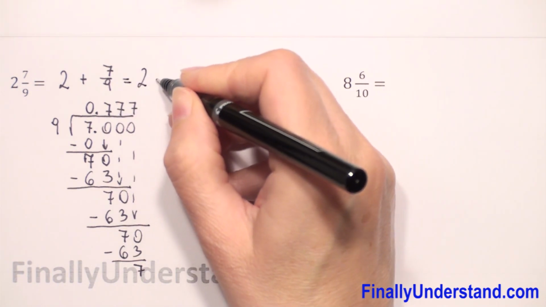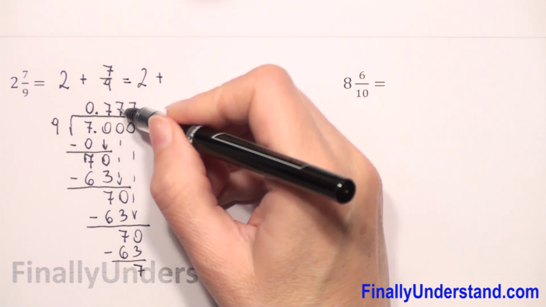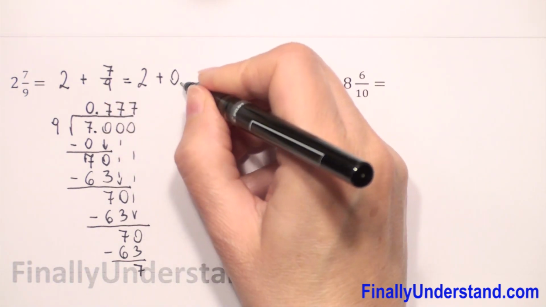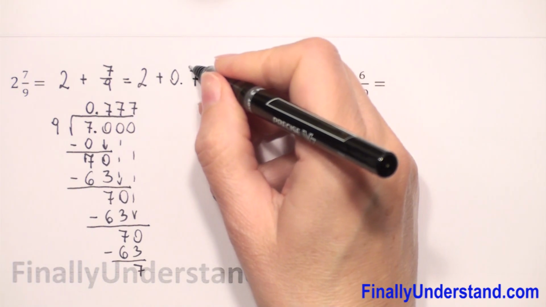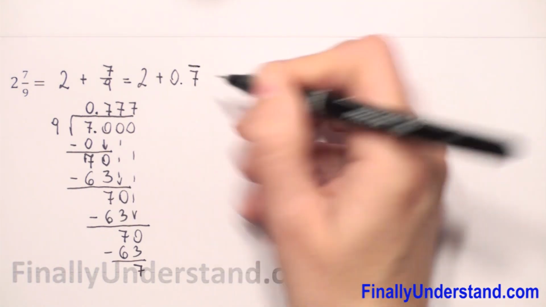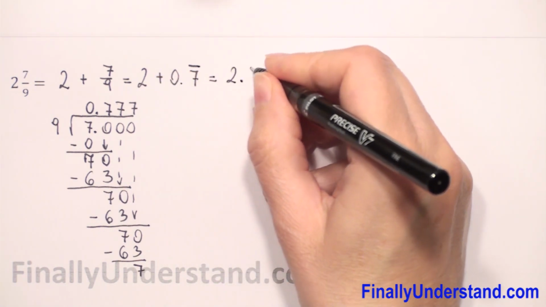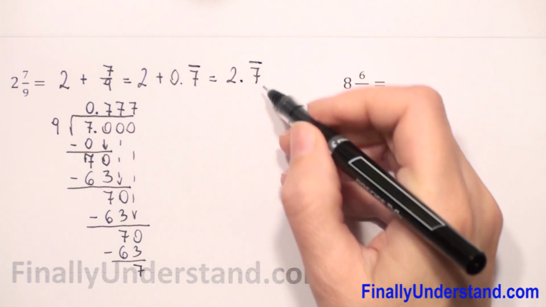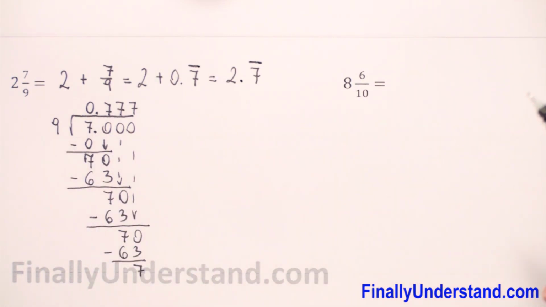But when we have a number in long division which repeats, we just write the beginning 0.7 and we don't repeat the 7, we just write a bar above the 7. It means that this number repeats. And now 2 plus 0.7 is 2.7, and of course we cannot forget the bar above. It means this 7 repeats. We changed the mixed number to a decimal number.